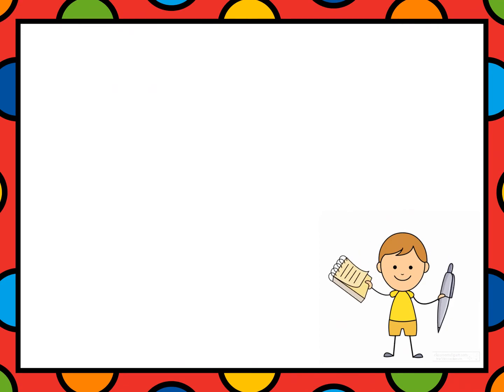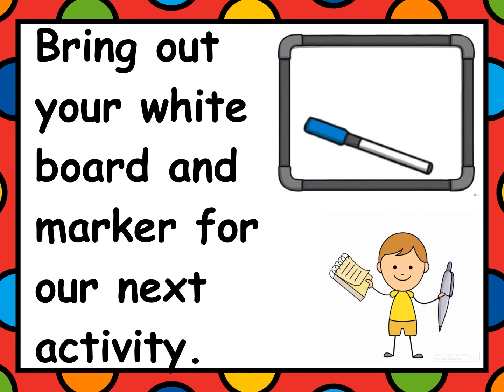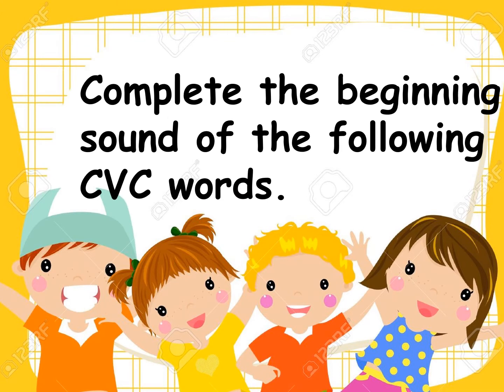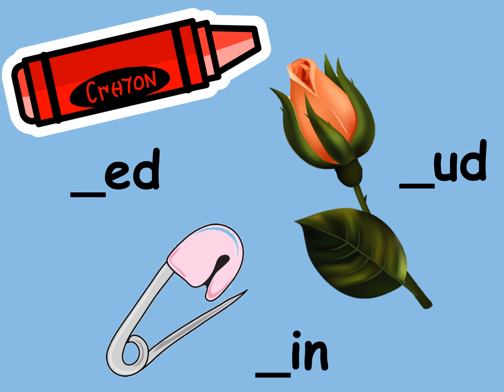For now, we are going to use again our whiteboard and marker. If you don't have one, you can just use a clean paper and a pencil. Let's complete the beginning sounds of the following CVC words. The first one: what is the missing letter?